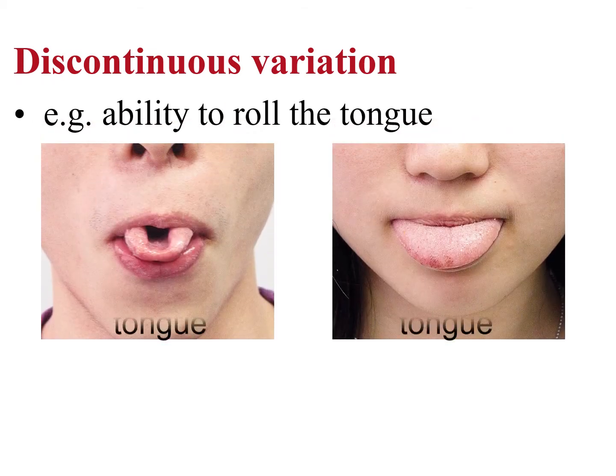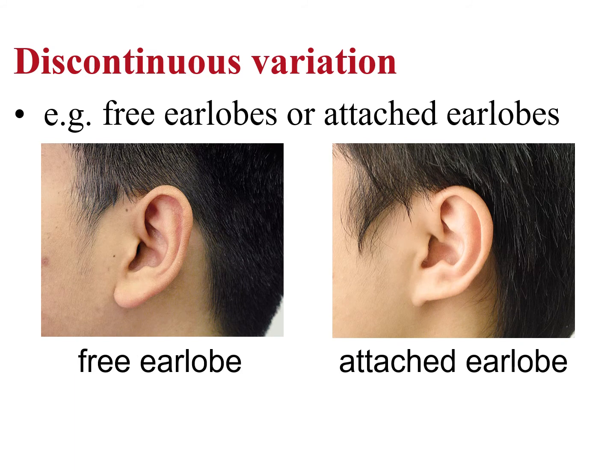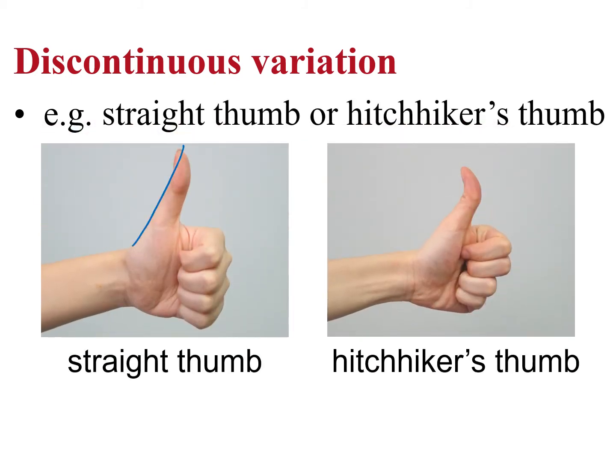For the discontinuous variation, examples such as the ability to roll the tongue. You can either roll or cannot roll. There is no intermediate. Or free ear lobe or attached ear lobe. Shape of the hairline such as the widow's peak or straight hairline. Straight thumb or the hitchhiker's thumb, or we call it the curved thumb.